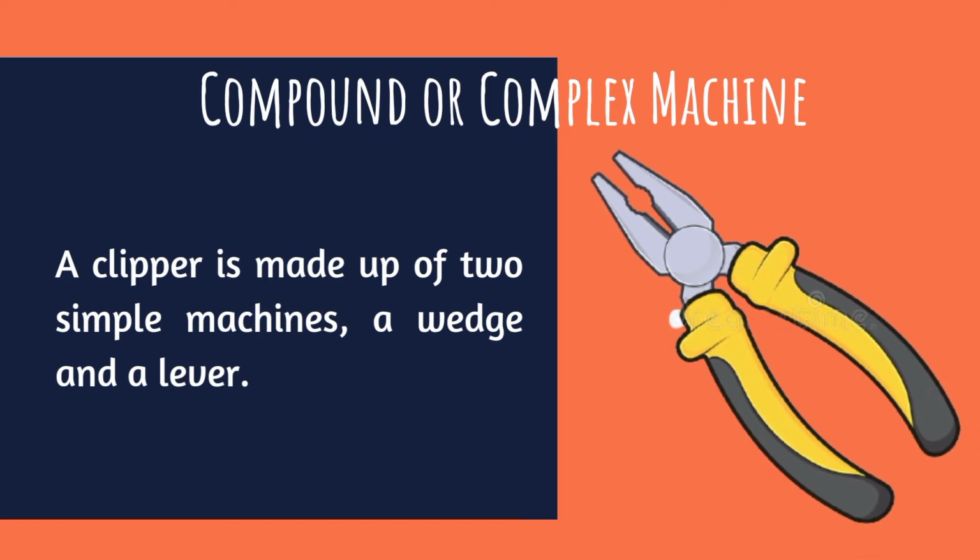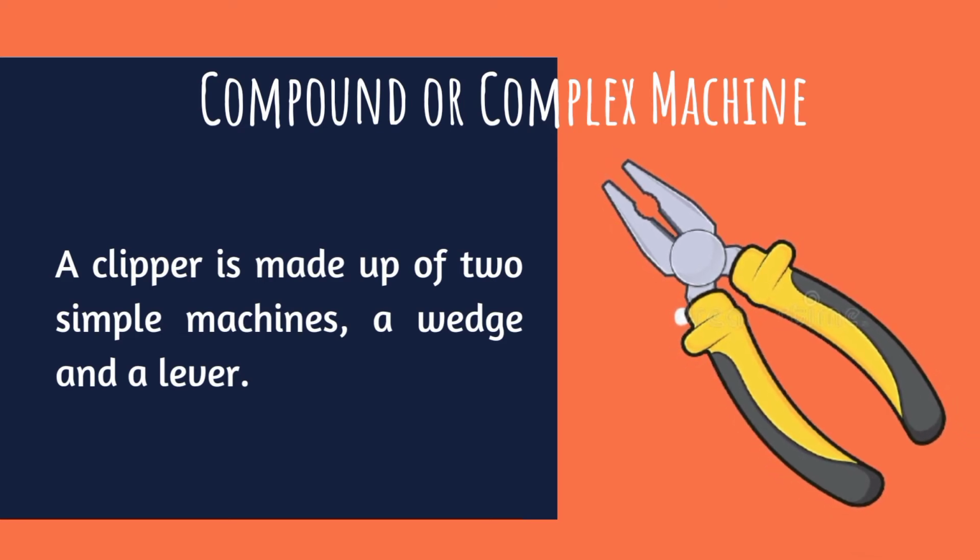A clipper is made up of 2 simple machines, a wedge and a lever. The handles of the clipper act as the first-class lever simple machine, whereas the blades of the clipper are an example of a wedge simple machine.